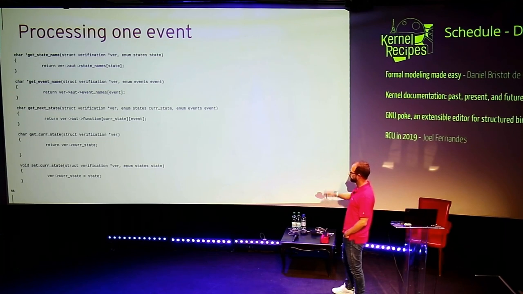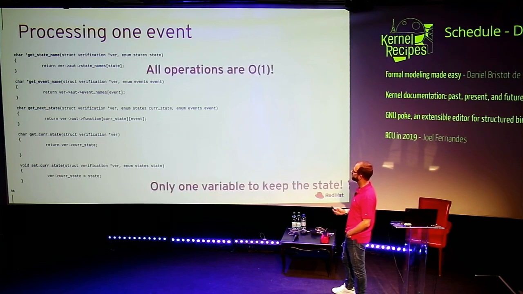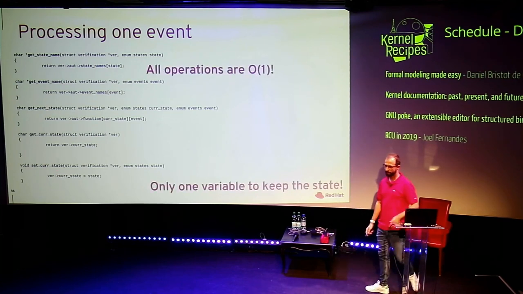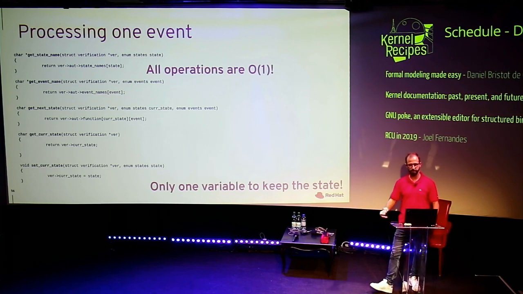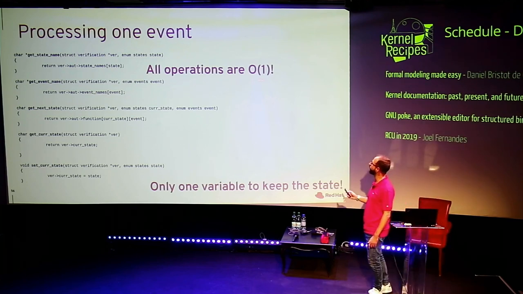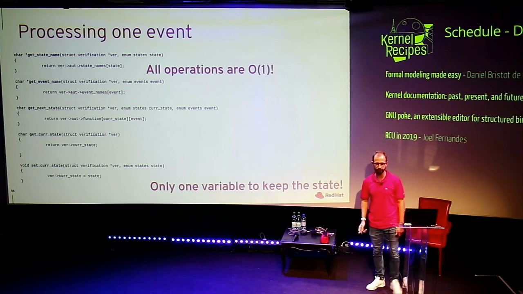Now, doing a zoom on the functions, getting the name of the state is just a lookup in a vector. Getting the name of the event, I look up in the vector. Getting the next state, I look up in a matrix. And saving the states is just one variable. All this simplicity gives me the property that all my operations are O(1). And this is good for scalability.